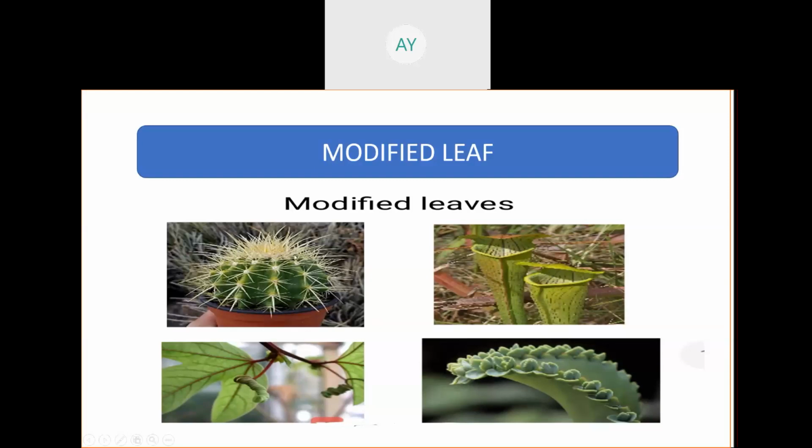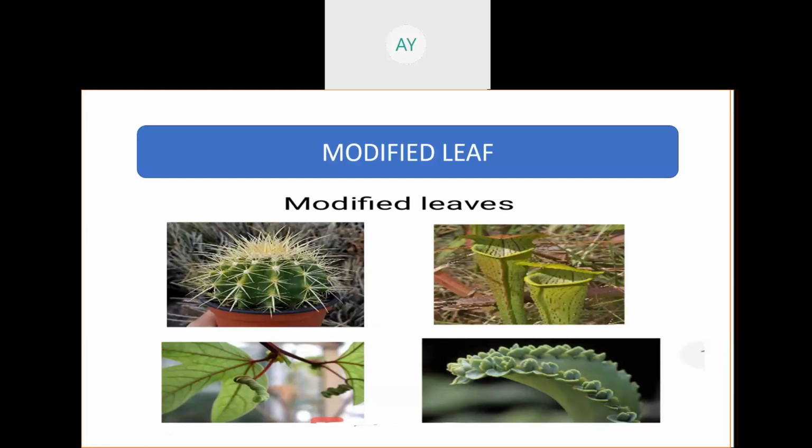Why is the leaf going to modify into a spine? To prevent the loss of water through transpiration. Where does the cactus occur? Generally, cactus occurs in areas where there is no rainfall. So just for the survival of the plant, they convert the leaf into a spine, so that there is no loss of water in the form of water vapor.